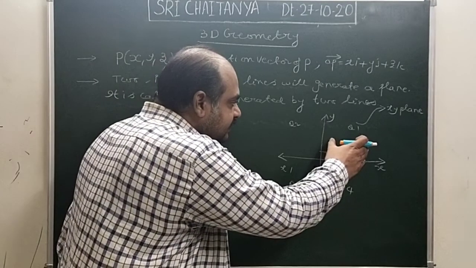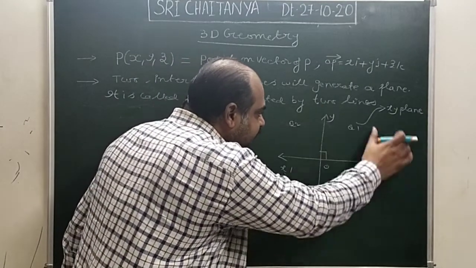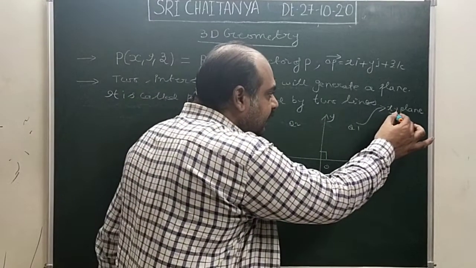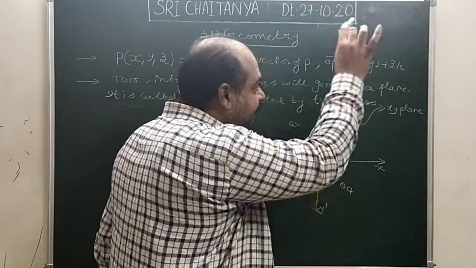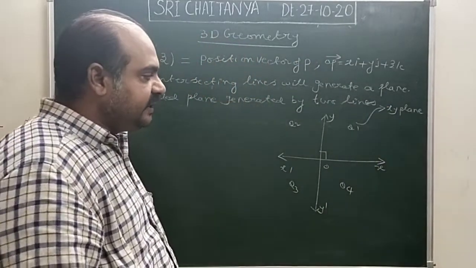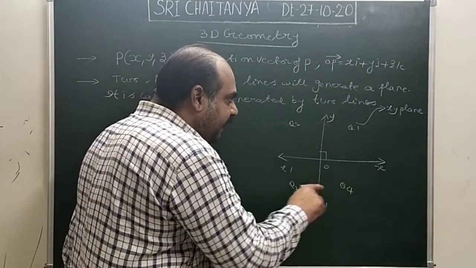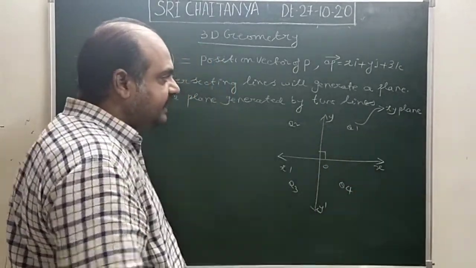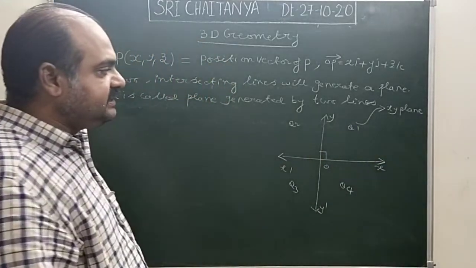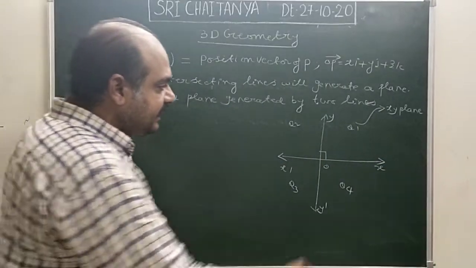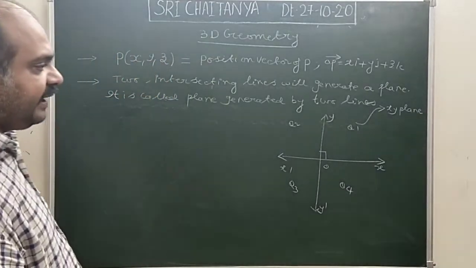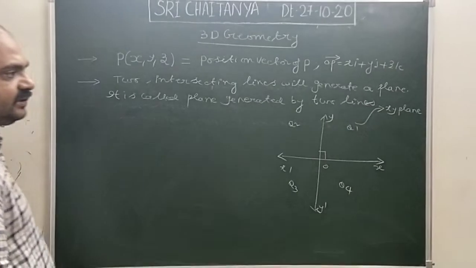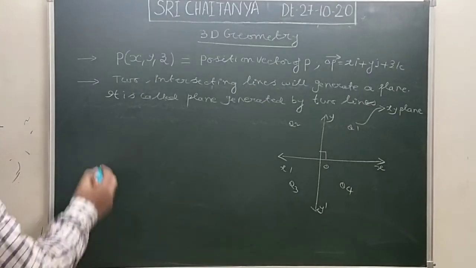This is called the xy plane. We will always take this as your plane of paper. My board I will assume as the xy plane. You always assume the xy plane as your plane of paper. So if two lines intersect, they will generate a plane. This is called the xy plane generated by two intersecting lines XOX' and YOY'. So these two lines will divide the space into four quadrants.